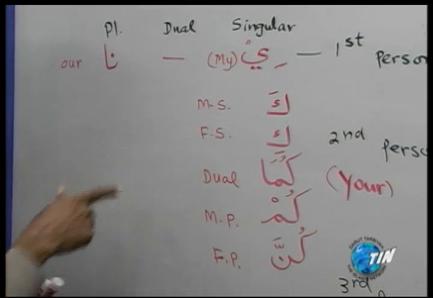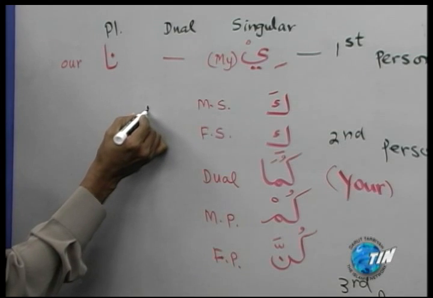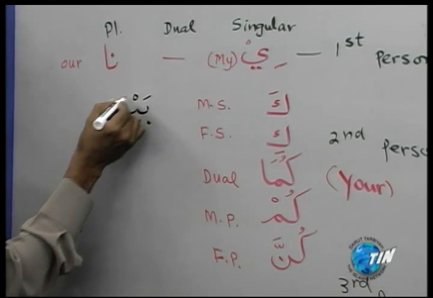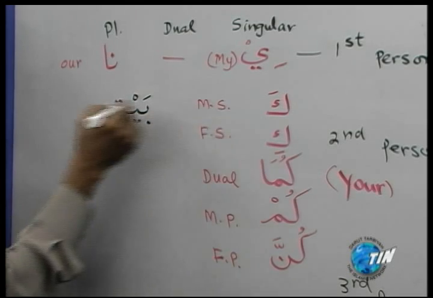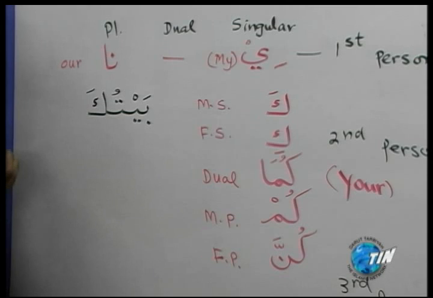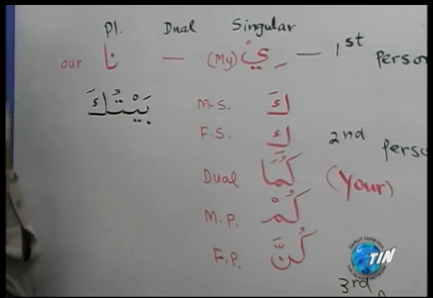So if you take your noun, if you say your house, you have bait again, and you have the kaf. Baytuka, your house. So if I say this is my house and this is your house, hatha baiti wa hatha baituka.